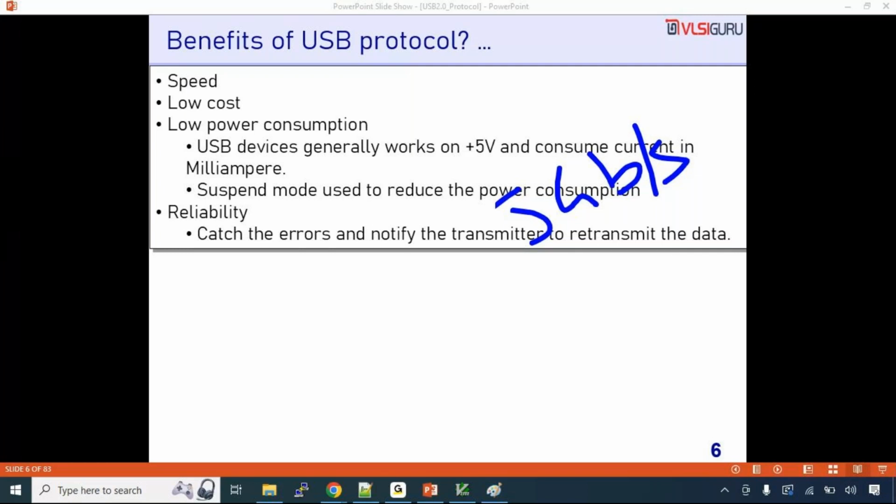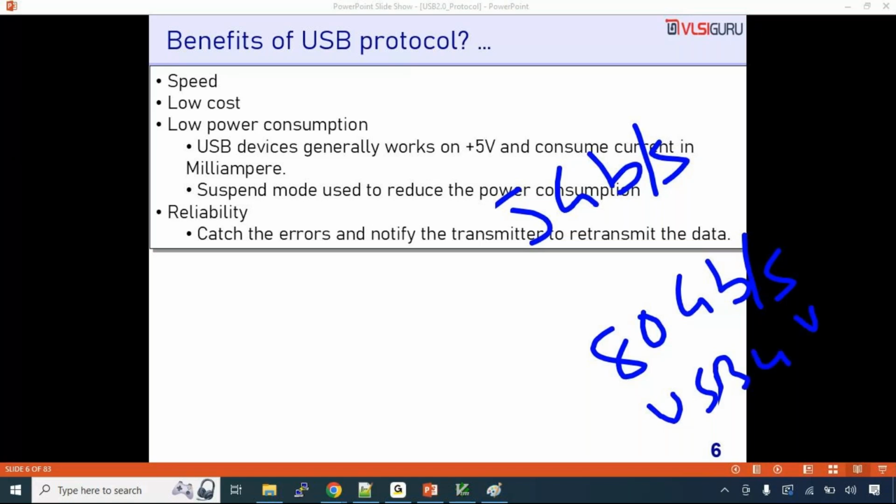Actually, it moved to 10, it moved to 20, it moved to 40. Now we are at 80 gigabits per second. That is in the USB4 standard, version 2. USB4 itself has a version 2, and in that we get up to 80 gigabits per second.